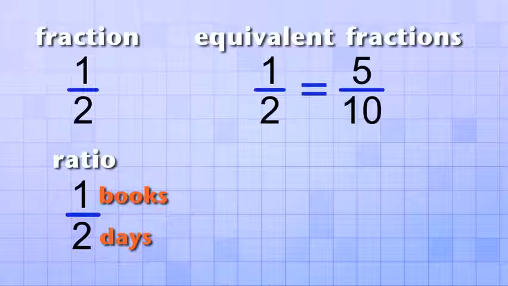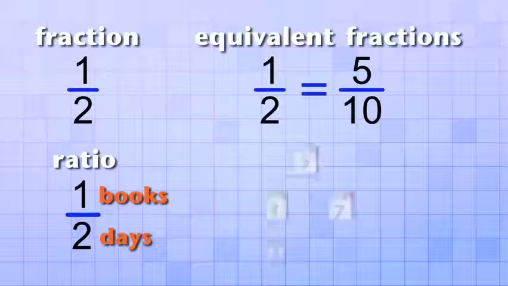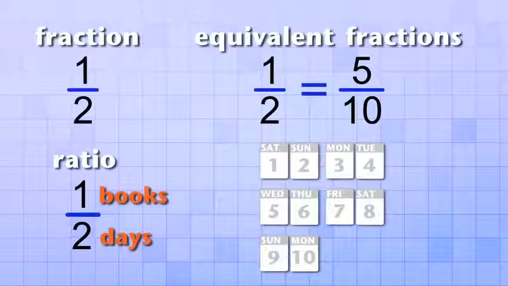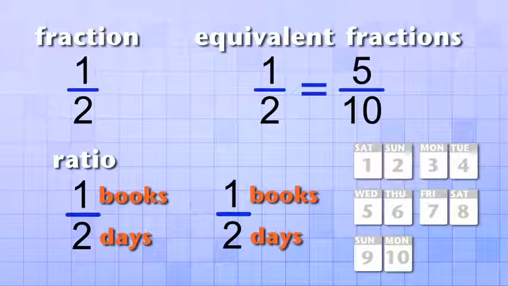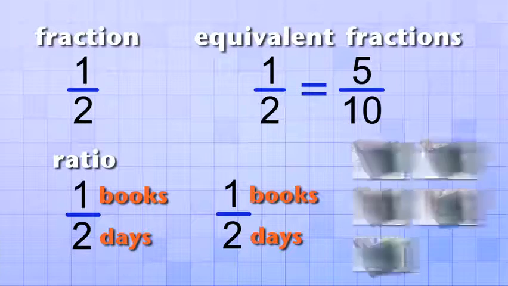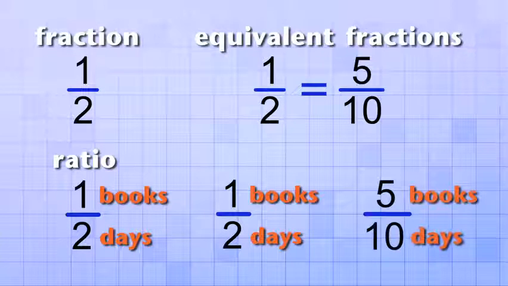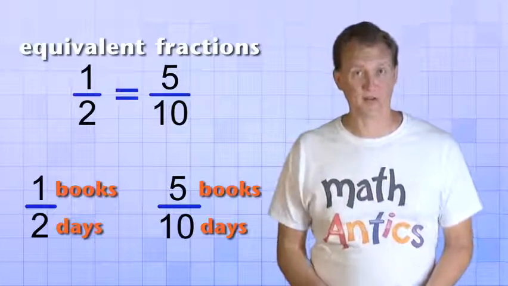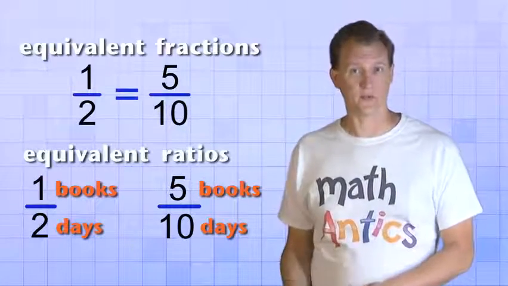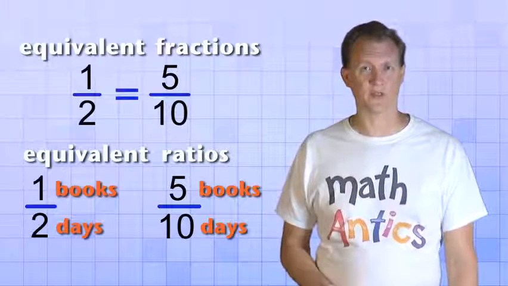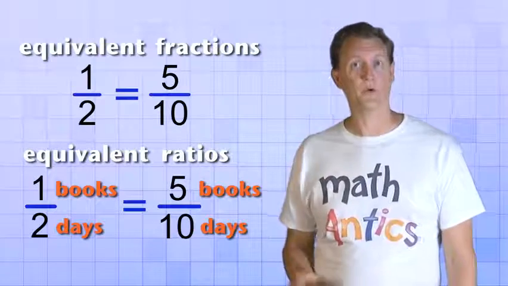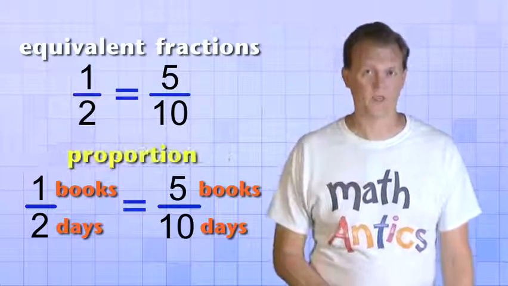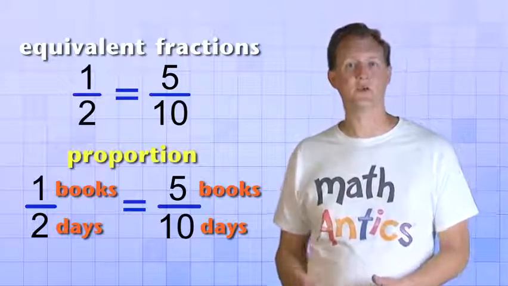All right, but what if our student reads books at that same rate for 10 days? How many books would they read? Well, if they finish one book every 2 days, then in 10 days, they'll have read 5 books. So that ratio would be 5 books per 10 days. Do you see what we have here? These are equivalent ratios. Just like the equivalent fractions, they represent the same amount, so we can put an equal sign between them. When we do that, we have a proportion. A proportion is just two ratios that are equivalent or equal.